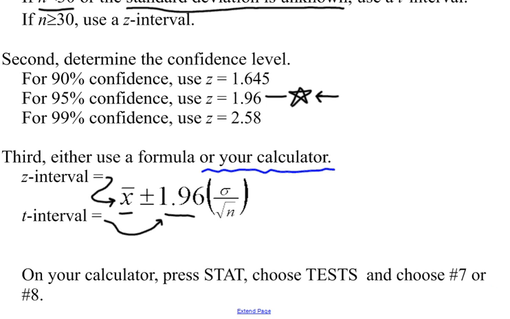So on our calculator, here's where these commands are. You're going to press your stat key. We've been in there before. We're going to go over to the test menu. Hey, we haven't been there before. This is new. And the tests we want are either choice number 7, which is a z-interval, or choice number 8, which is a t-interval.